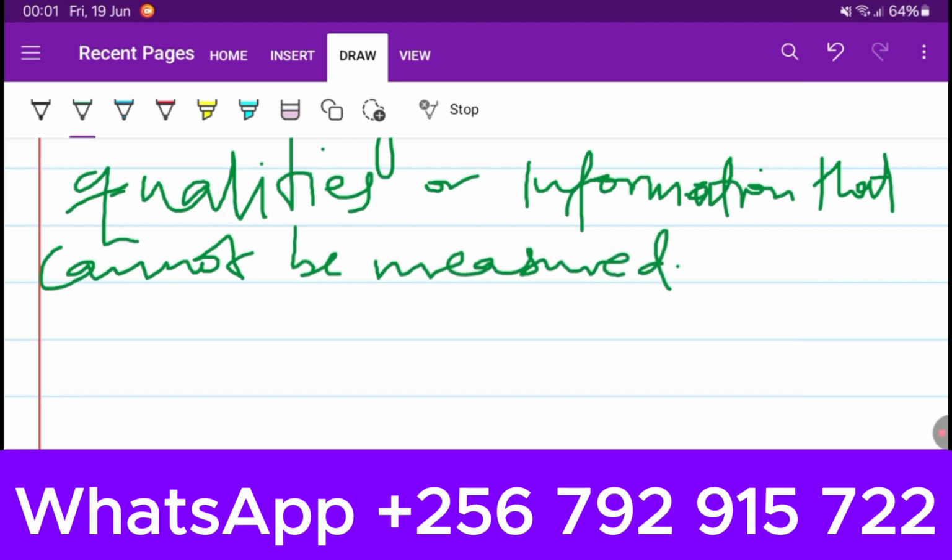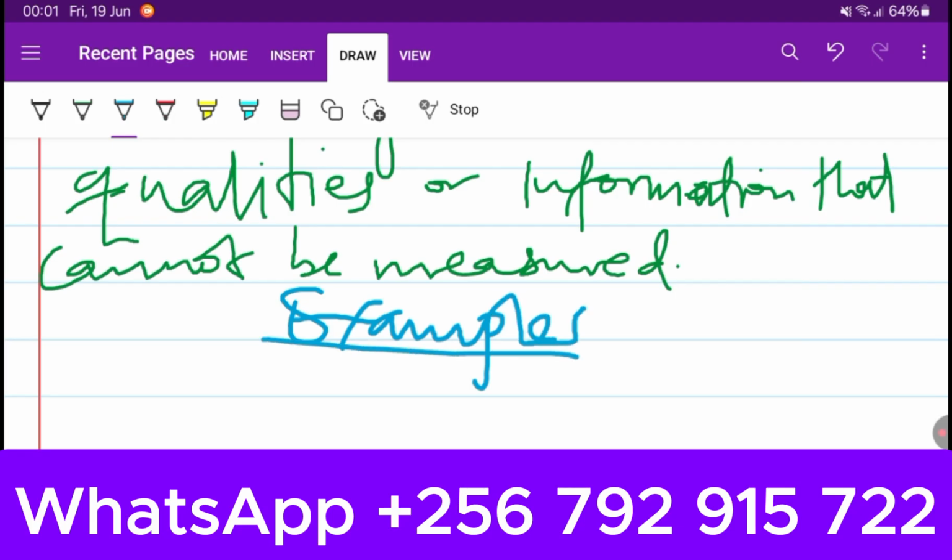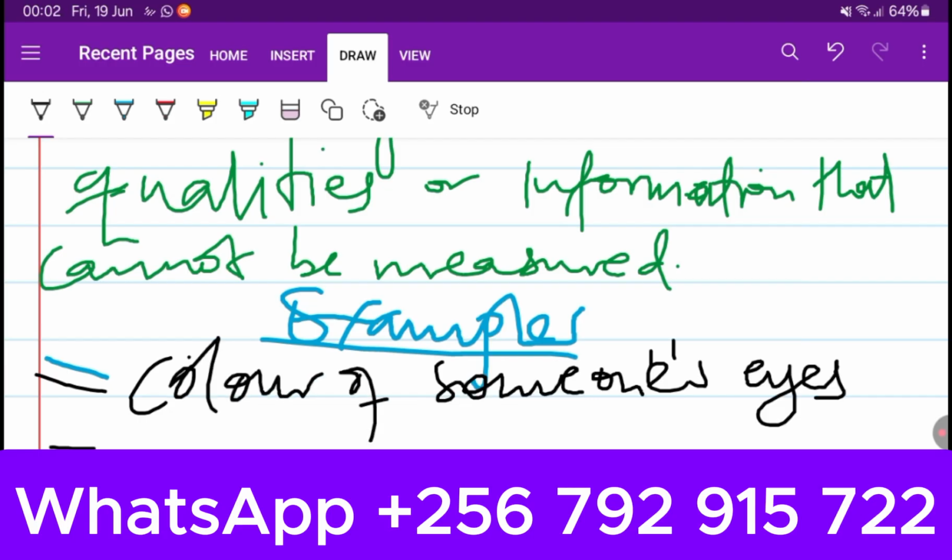So some of the qualitative data we can talk about, of course, if you are looking at the examples of qualitative data, maybe we can talk about the color of someone's eyes. The other one that we can talk about is maybe the gender of, let's say, the students.